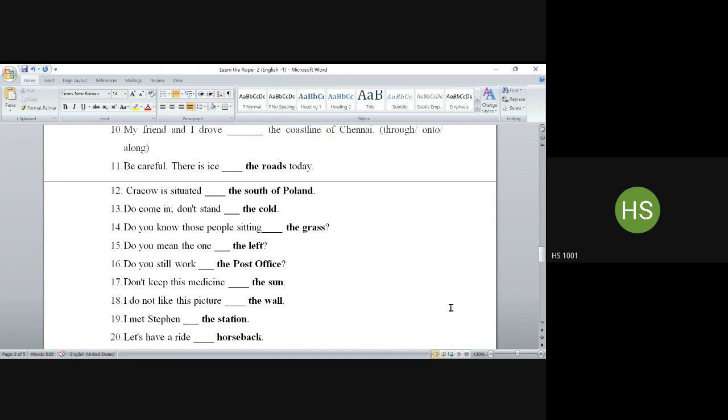There are sometimes, for example, look at the first one. Be careful, there is ice dash the roads today. On the roads, yeah? And what about the second one? Krakow is situated dash the south of Poland. In the south of Poland. Do come in, don't stand dash the cold. In the cold, right? So make a note of the things that are in bold as you answer these questions.